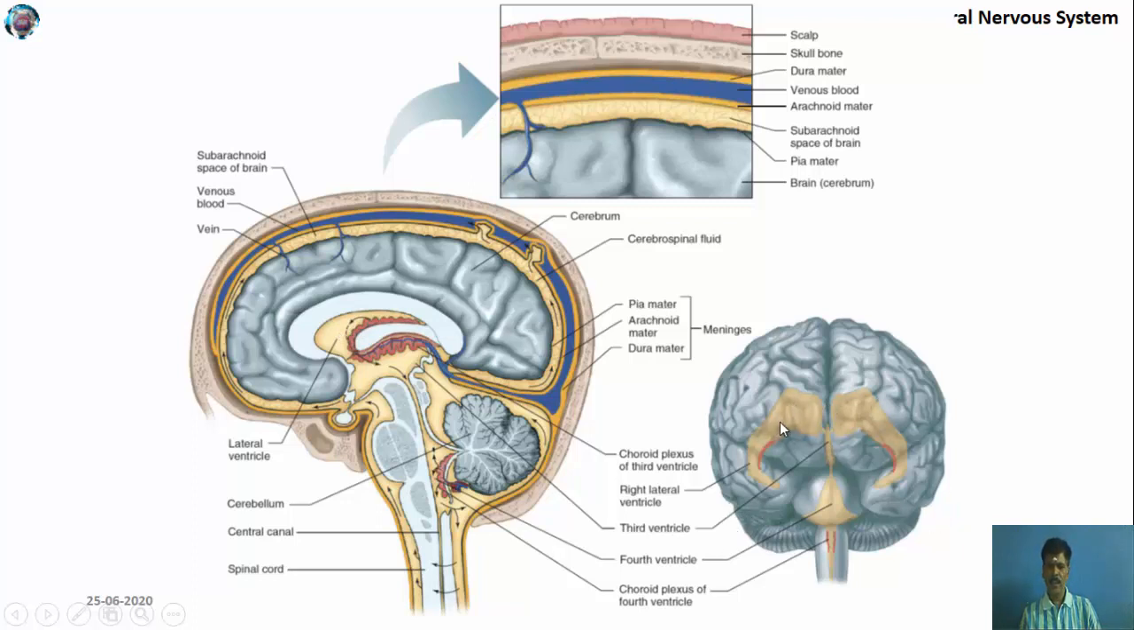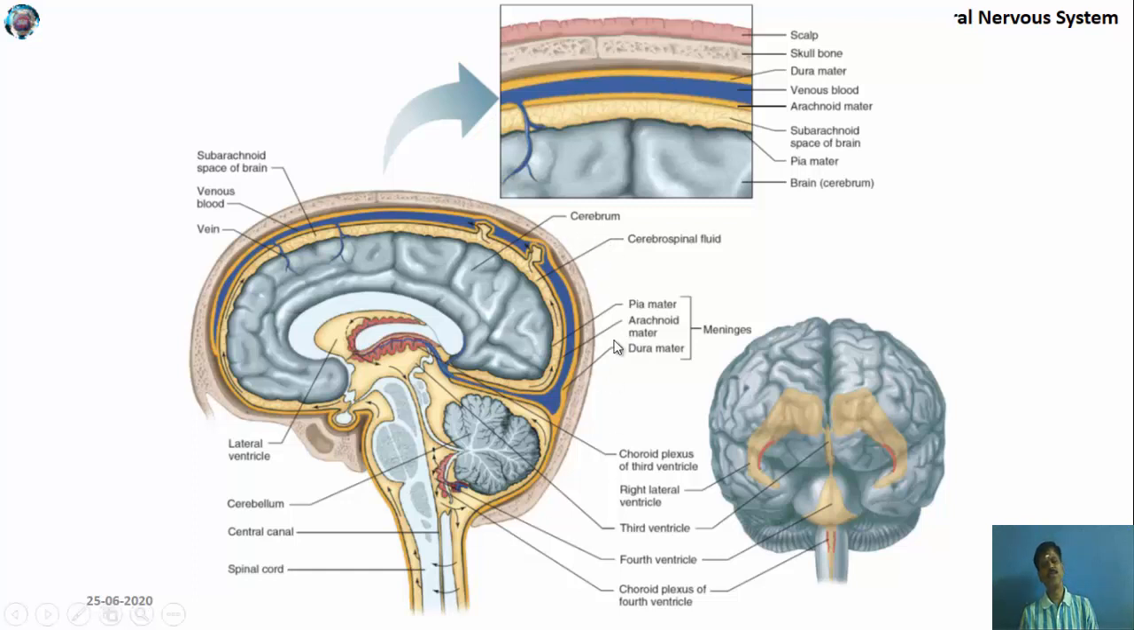You can see the lateral ventricles. They are moving throughout the cerebrum. Then third ventricle. Then fourth ventricle. So the side view you can see here. So these ventricles are going to produce all this cerebrospinal fluid, which is present throughout the brain and spinal cord, which is helpful for their survival and maintenance.